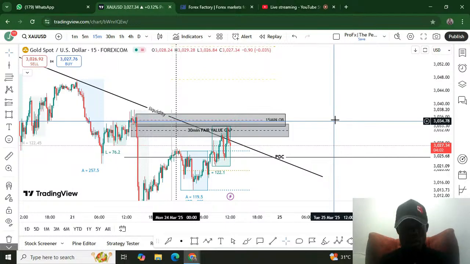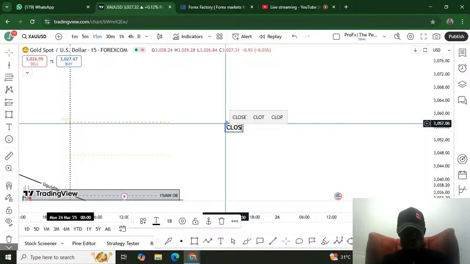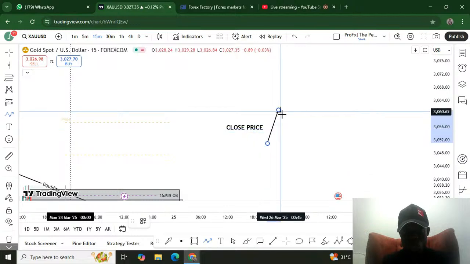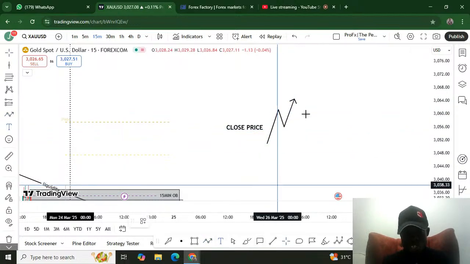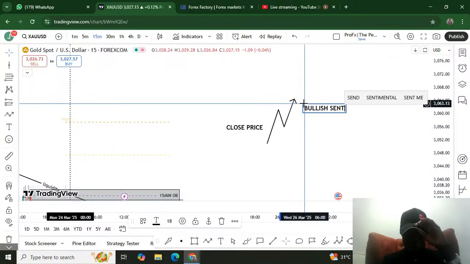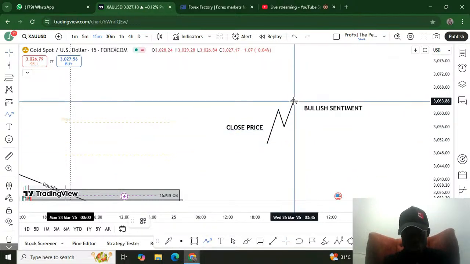Do we get now? If we have the close price here, I have the close price, and I see price trading above the close price. This is a natural bullish sentiment. That means you want to start buying. That's what it means. But what if this buy is just merely a manipulation for price to continue to start selling?